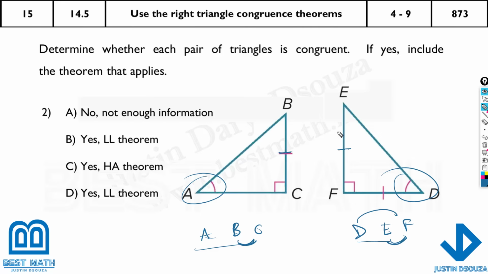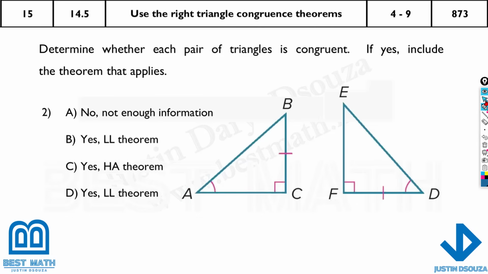If it was BC and EF, then yes, I could say that is angle and leg, LA. Or if it was, for example, these two and these two legs, then it would be LL. If the hypotenuse and one angle were given, it's HA. This is not enough information at all, because these two are equal. Okay, but what about this and this? No idea, right? So we can't say these are equal, so it's not enough information here.